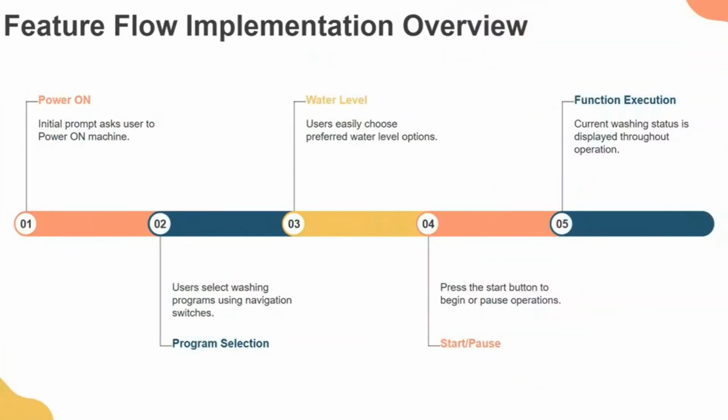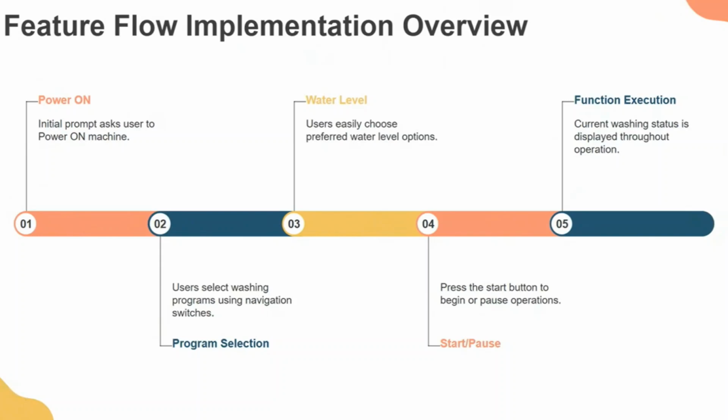This is the feature flow implementation overview. In this we have five stages: power on, program selection, water selection, start or pause, function execution. Power on is the major part. It is what powers the washing machine.